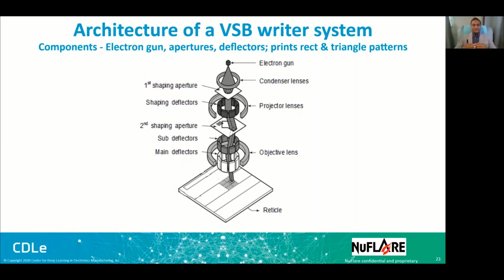The shaping deflector in the upper part is responsible for creating shots of rectangular and triangular shapes and also determining their size. And the lower portion, which has another shaping aperture and deflectors, sub and main, is responsible for printing the shot on the reticle or the mask at the desired position.